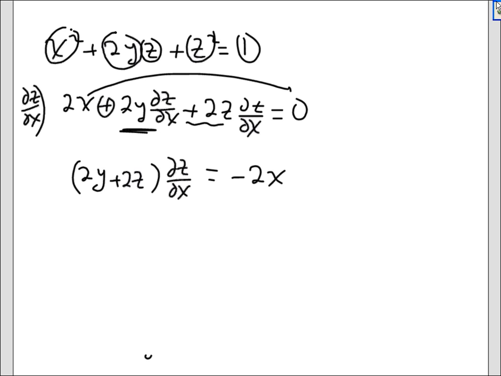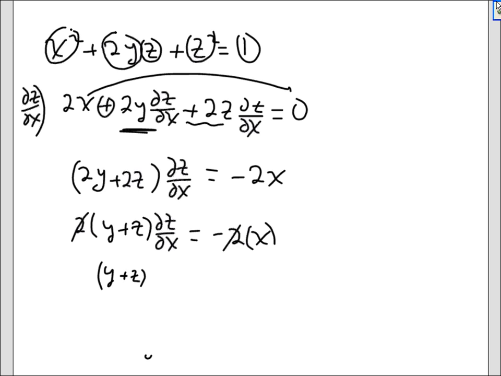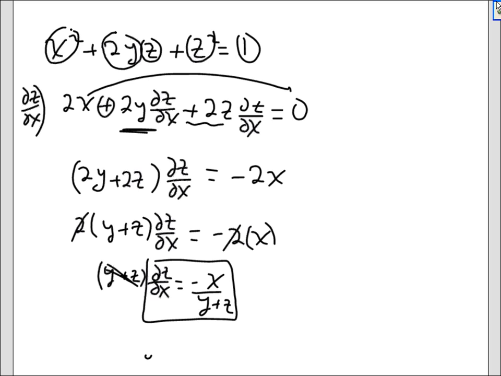Okay, little algebra. I'm going to factor out the 2 from the left side of the equation, and I'm going to factor out the 2 from the right side. And then I'm going to divide both sides by 2. So I have that y plus z times dz dx is negative x. Divide by y plus z, and there is your answer.